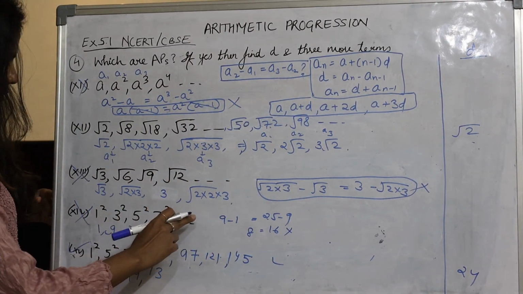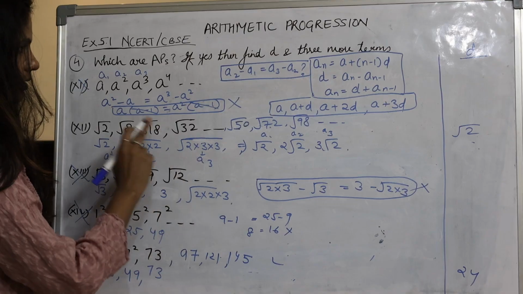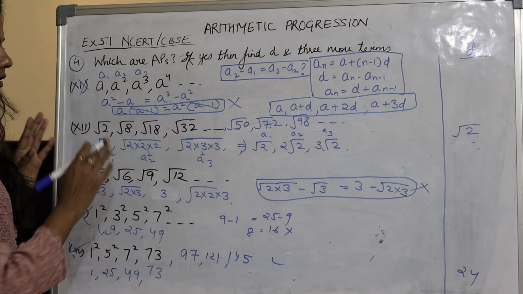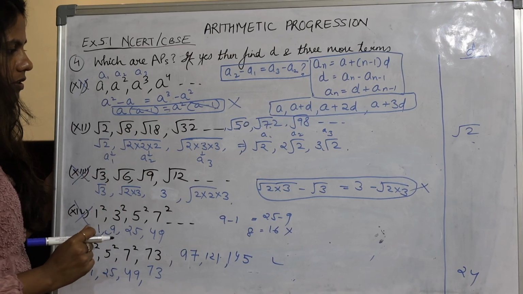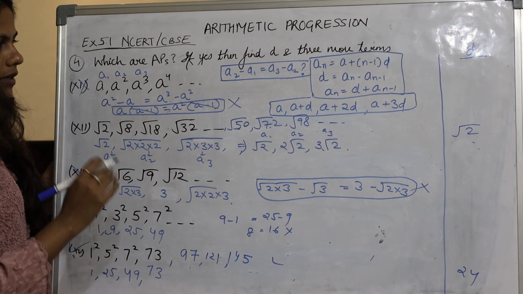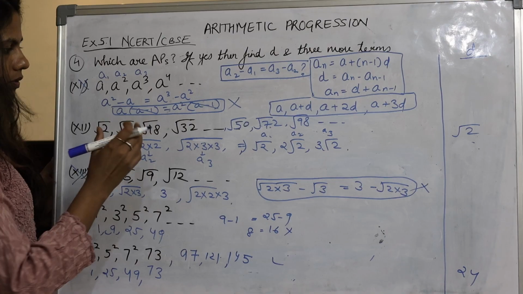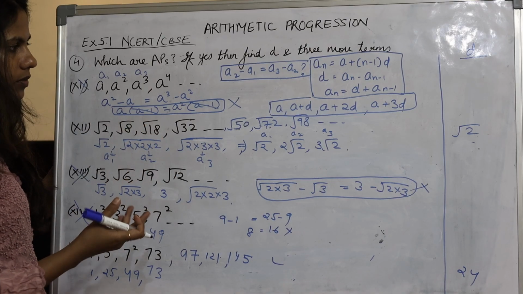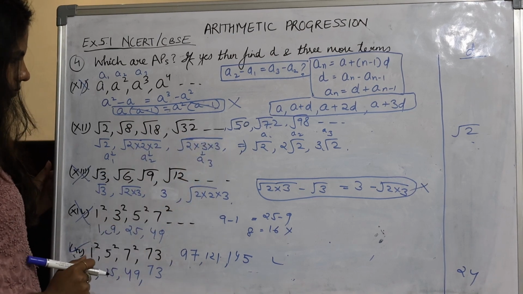This is not an AP. This is not an AP. This is an AP. So just be careful in this kind of irrational series. Just try to calculate for A1, A2, A3 and check very carefully if the difference is the same.